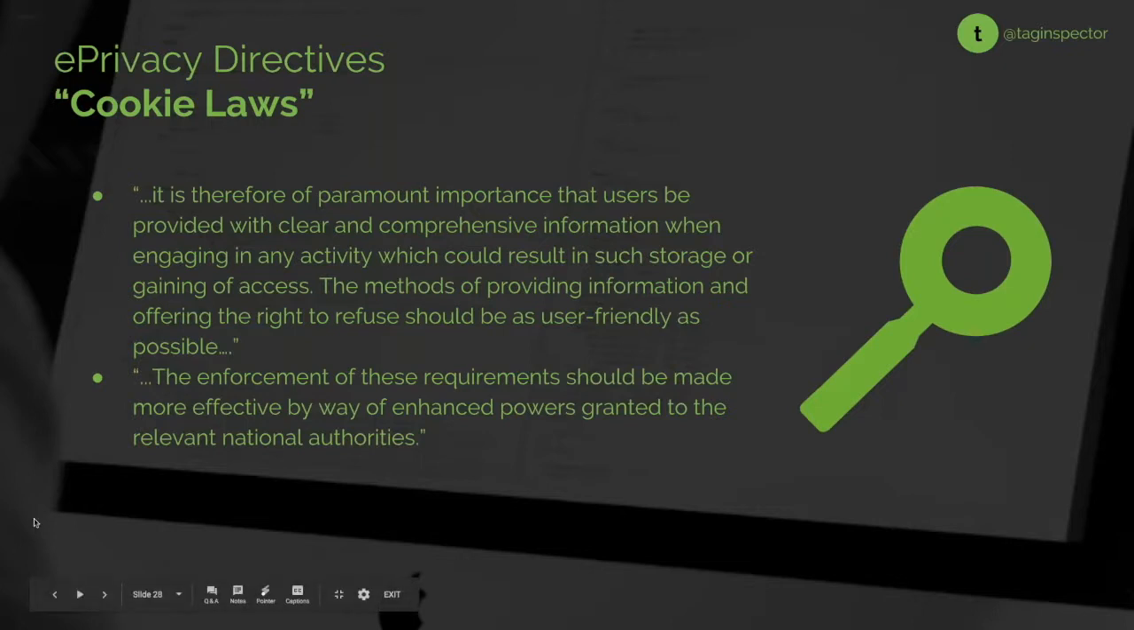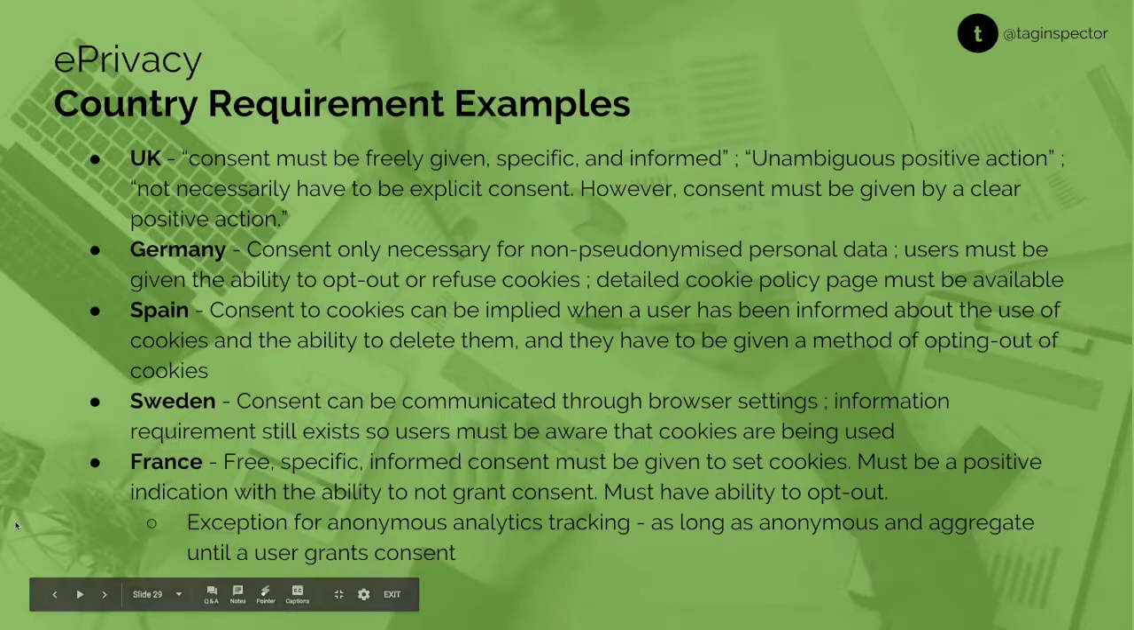Now, for purposes of this, what I've put together is just kind of a summary of a few different markets to give you an idea of what the requirement is. Basically, the requirements under e-privacy are the ability, consent of placement of cookies and use of cookies by users, as well as just transparency and notification that cookies are in use and information is being stored. So UK, consent must be freely given, specific, and informed. So it must be an unambiguous positive action. It does not necessarily have to be explicit consent, but again, needs to be given by a clear positive action.